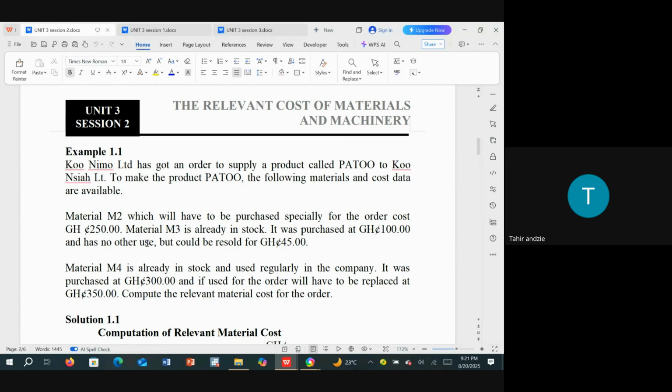Material M2 will have to be purchased specially for the order, cost 250. Material M3 is already in stock. It was purchased at 100 and has no further use, but could be sold for 45. Material M4 is already in stock and used regularly in the company. It was purchased at 300 and if used for the order, will have to be replaced at 350. Compute the relevant cost. So let's first look at material M2. What is the relevant cost? You are quiet. I've explained enough.